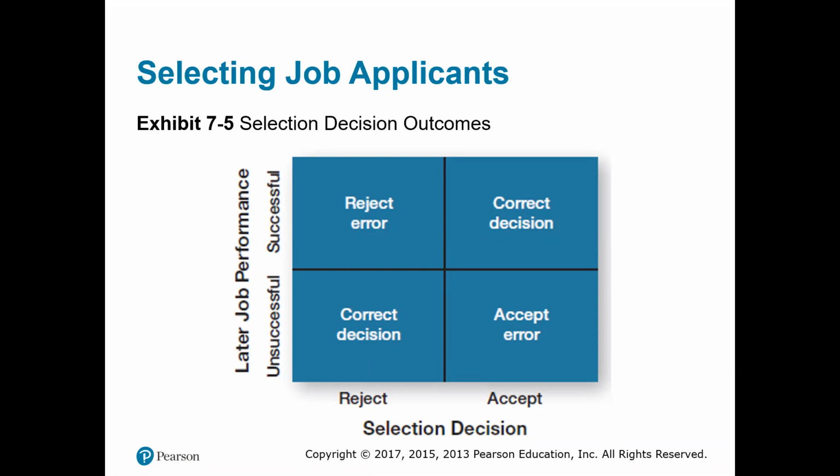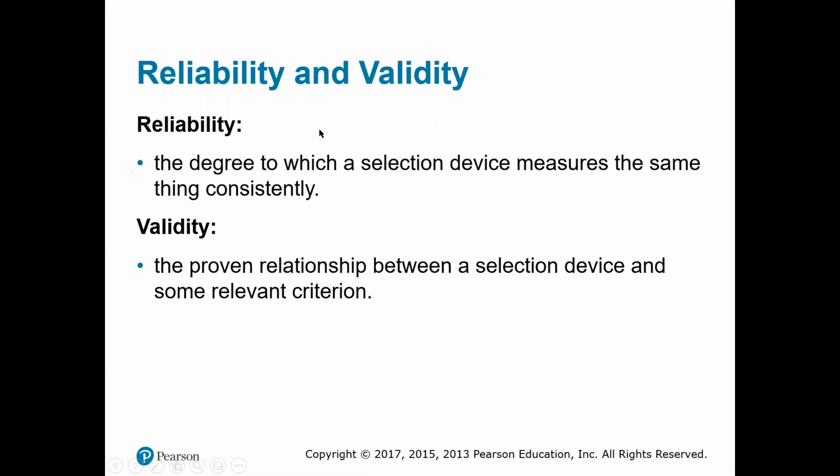If they're not working for you or making mistakes while rejecting or while accepting, you need to go and revisit your selection process. Maybe the tests are not appropriate. That is where we go. Reliability of your selection tools and validity.